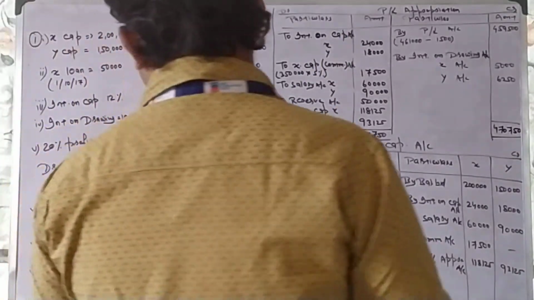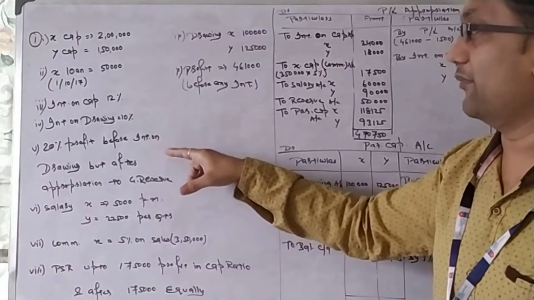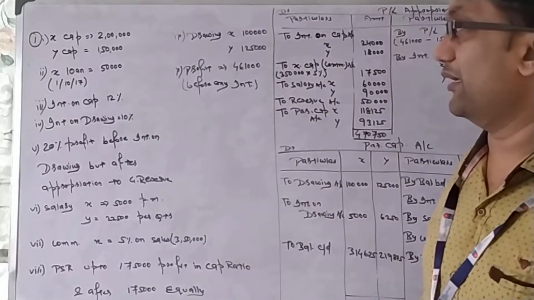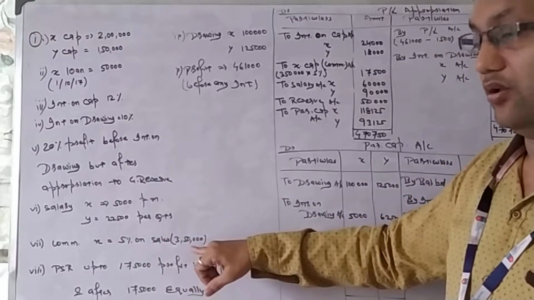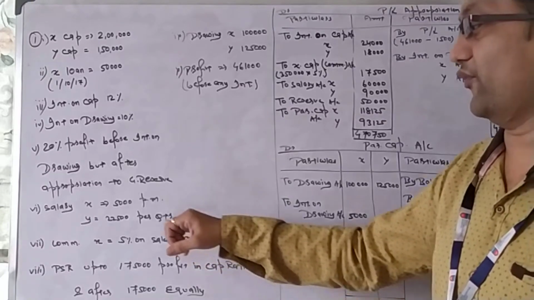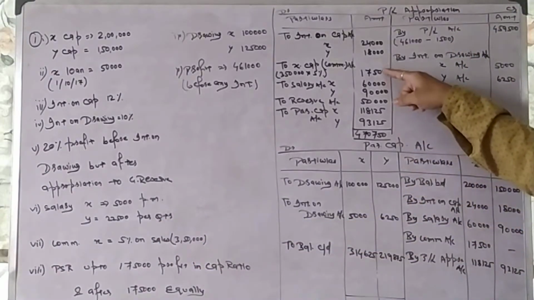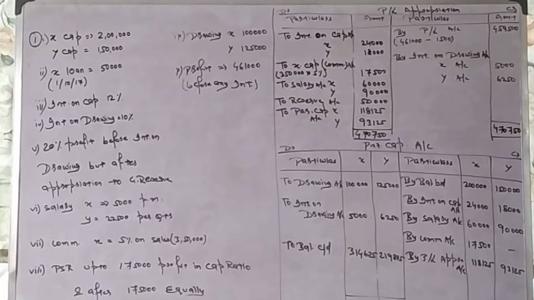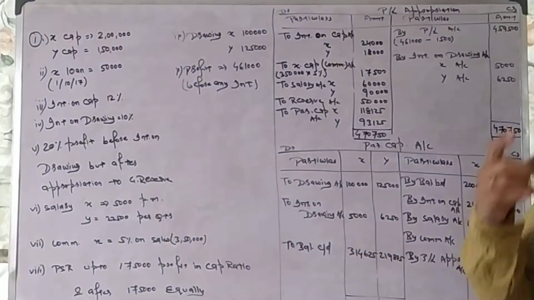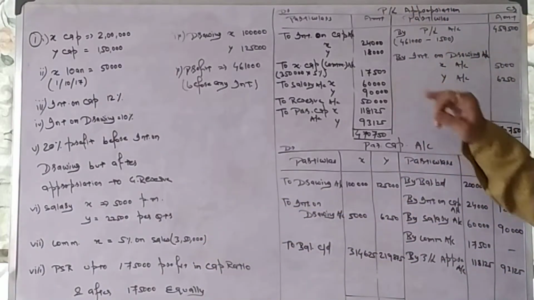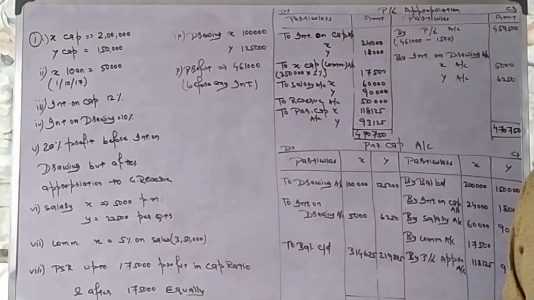X has been said to be getting commission, that is 5% on sales of 3,50,000. So 3,50,000 into 5%, it will come to 17,500. Salary has been said 5,000 per month and 22,500 per quarter. So 5,000 into 12, it will come to 60,000. 22,500 into 4, as per quarter is said, it will come to 90,000.